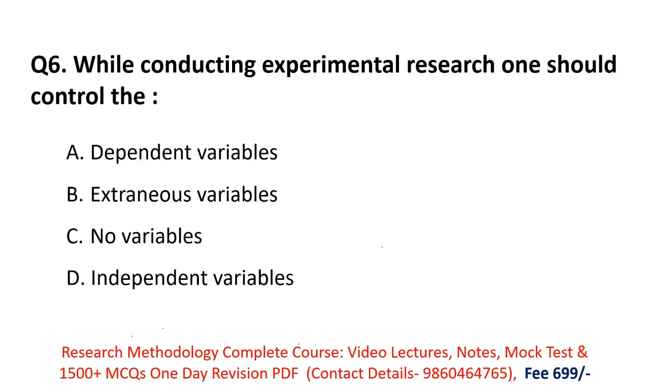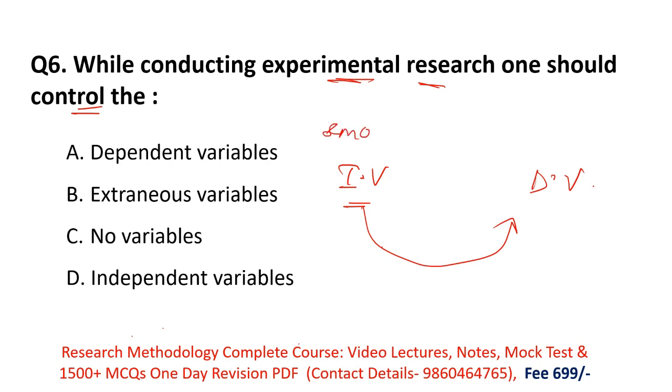Next, while conducting experimental research, one should control the... In this question they are asking which variable we should control while performing experimental research. Remember, when we perform experimental research, you have to know the reason behind it, because experimental research provides us the relation between the independent and the dependent variable. How does the independent variable affect the dependent variable? For example, if a person smokes in very high quantity, then their lungs also get damaged.